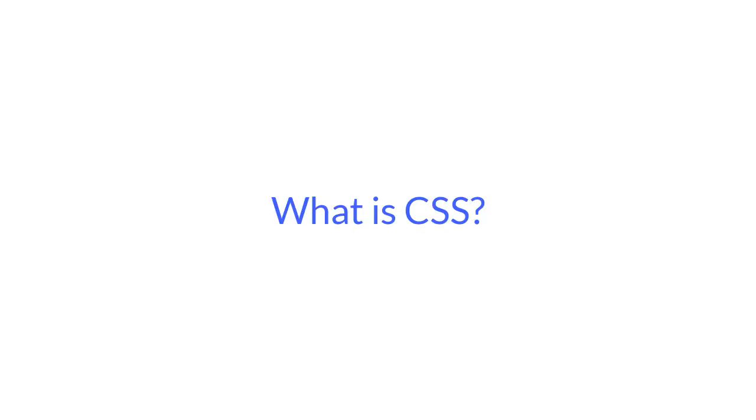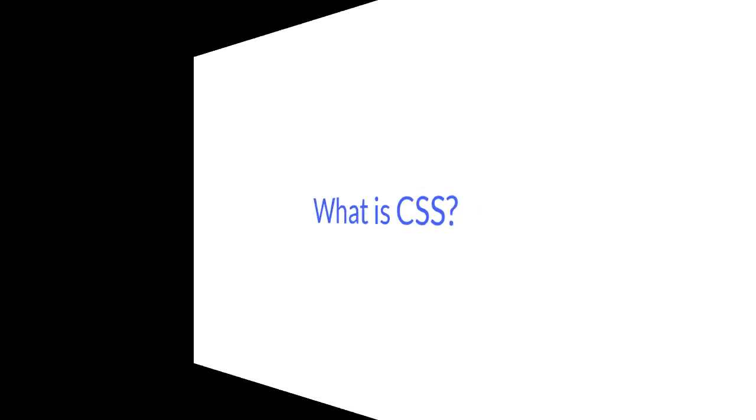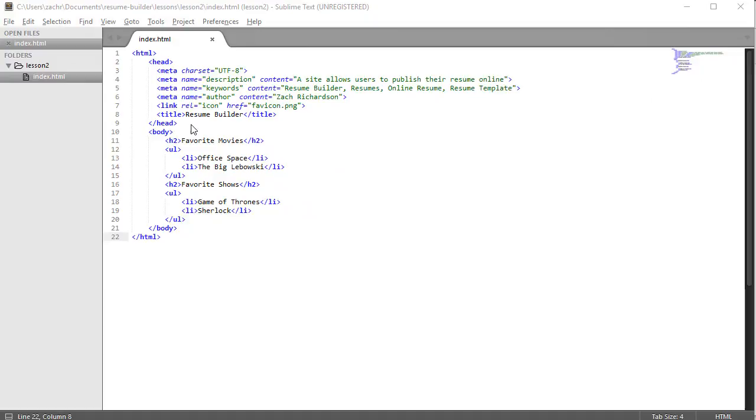CSS stands for Cascading Style Sheets, and it allows us to select elements from the DOM and style them to our liking. Let's look at a high-level example to see exactly what that means. We begin with our HTML, and we see that in our HTML we have our head element with our normal meta tags, link tag, and title tag. Then in our body element we have several more tags.